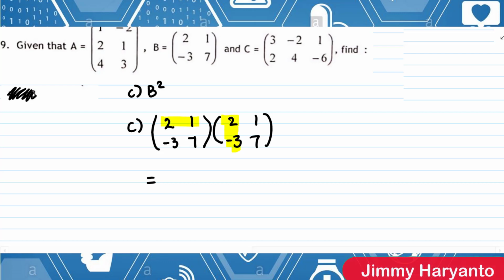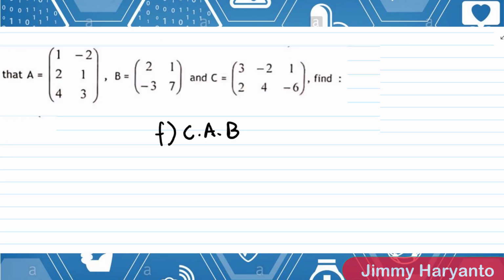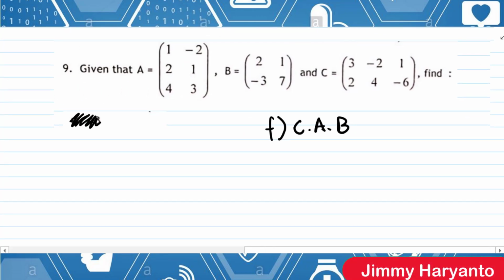So this one is 2 times 2 equals 4, 4 minus 3 equals 1, and for that one is 2 and 7 equals 9. For the second row, it will be negative 6 and negative 21 equals negative 27, and then negative 3 and 49 equals 46. This is B square.